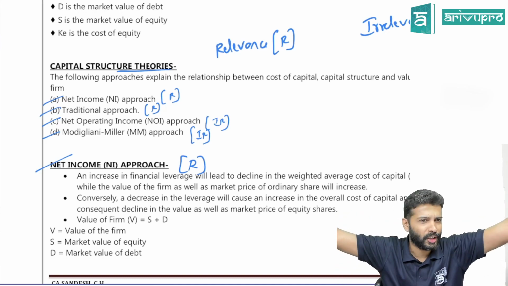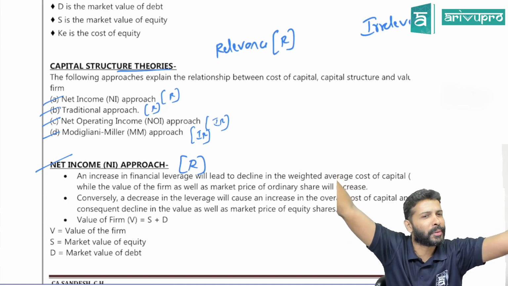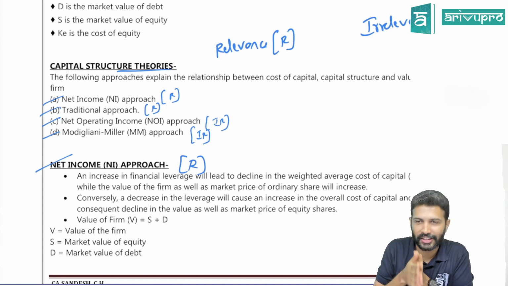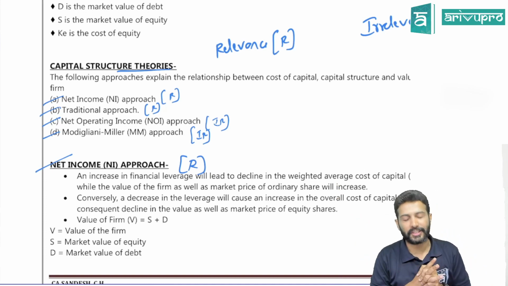Two sides. Ruling party, opposition party. Okay, ruling party is saying yes, opposition party is saying no. Like that. That's all it is. That's all our relevance and irrelevance theory is. Got it? So first let's take up the first relevance theory, which is what, sir?